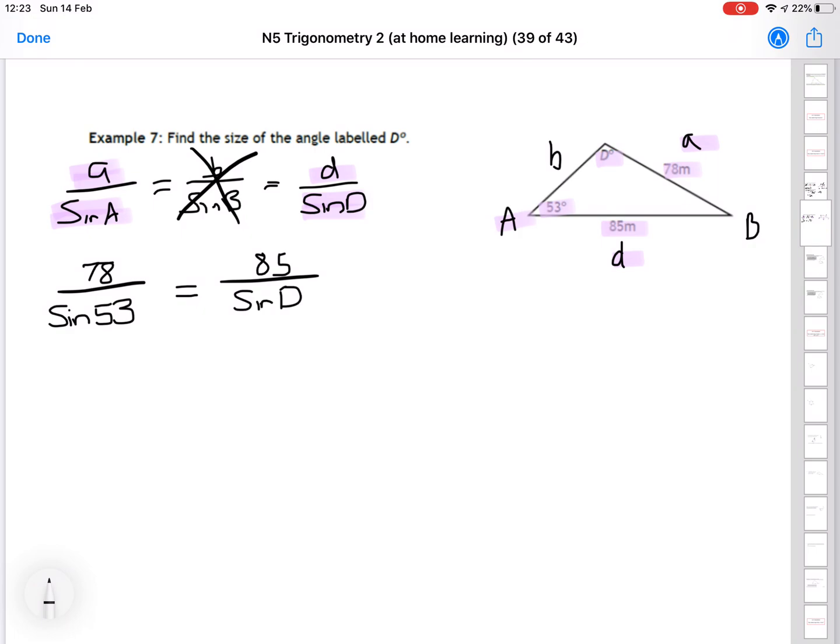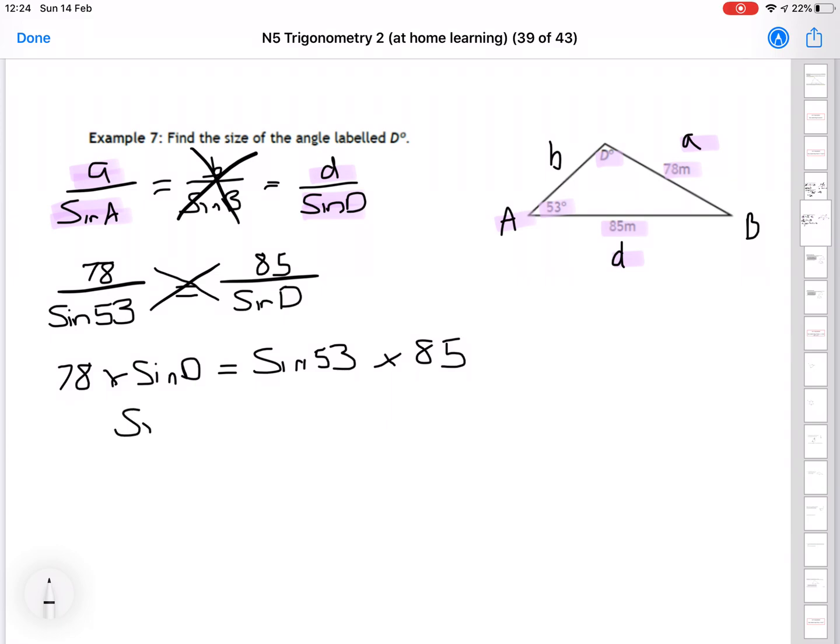Okay, next step again is to cross multiply, and start with the value that you're trying to find. So we'll do those two terms multiplied first: 78 times sine D, and then the other two, sine 53 times 85. Then we're trying to get sine D on its own, so that's been multiplied by 78, so we're going to divide by 78. So sine 53 times 85 over 78. Remember to put the angle in the bracket and close the bracket off to keep that correct on the calculator.